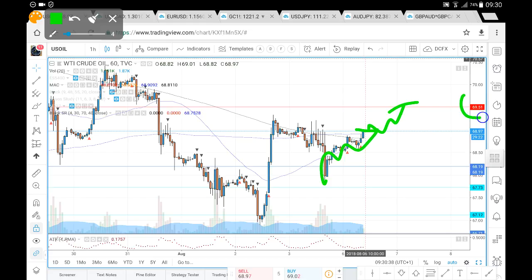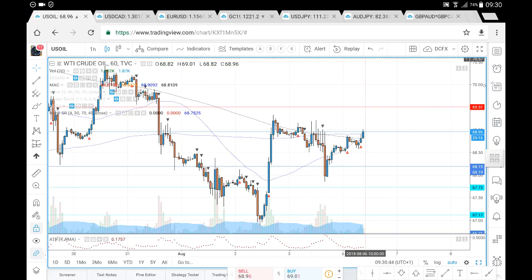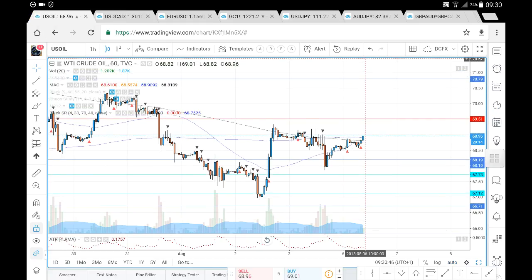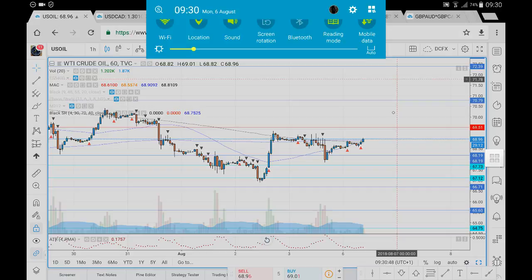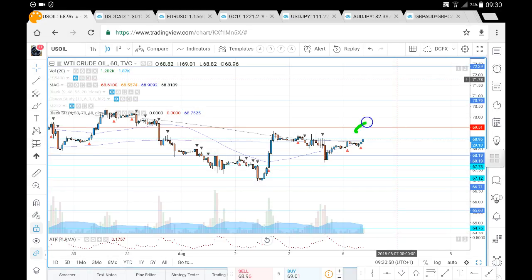So if we do see this continuation, looking for a test of 69.51, successful break from which we're looking for a move towards that $70 a barrel mark. And if we do see further upside continuation beyond $70 a barrel, looking for a move possibly up towards that 70.79 and possibly towards that 71.50, which I'd expect to be far into the range here.